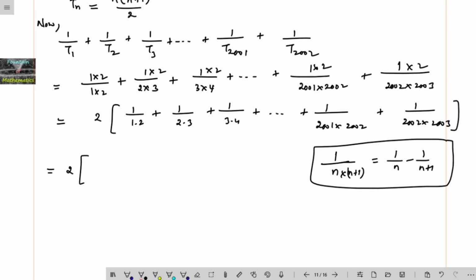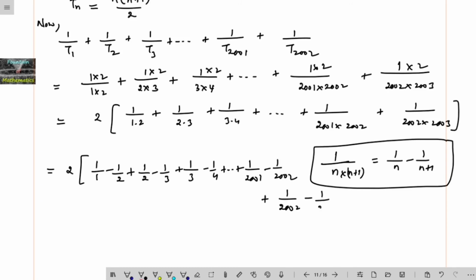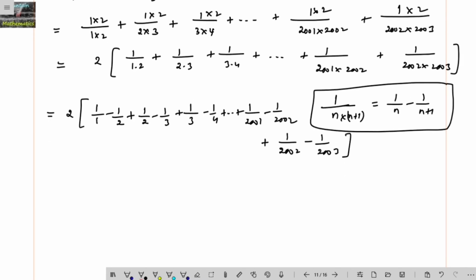2 times 1 upon 1 into 2 can be written as 1 by 1 minus 1 by 2, and 1 upon 2 into 3 as 1 by 2 minus 1 by 3, and 1 upon 3 into 4 as 1 by 3 minus 1 by 4, and so on, plus 1 by 2001 into 2002 as 1 upon 2001 minus 1 upon 2002, plus 1 upon 2002 minus 1 upon 2003. Here we find that almost all terms get cancelled, except the first and last.